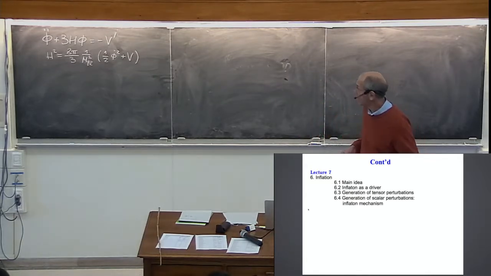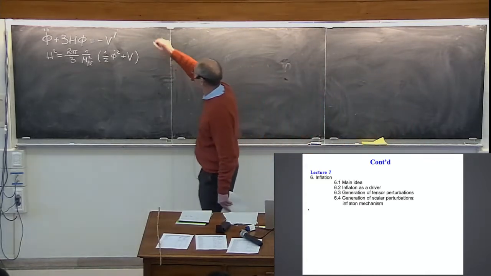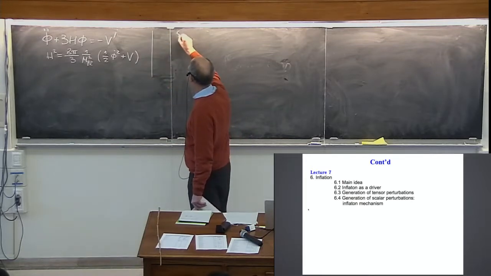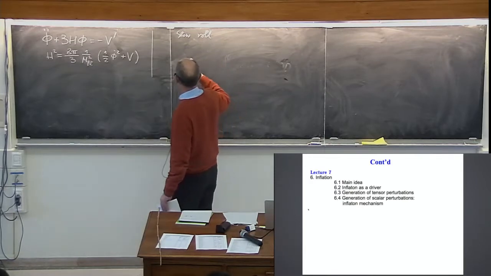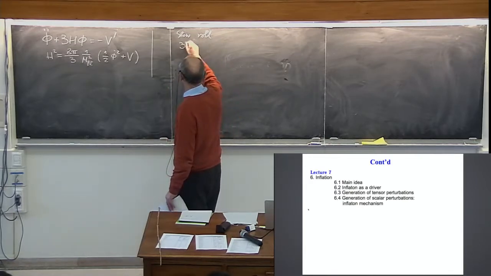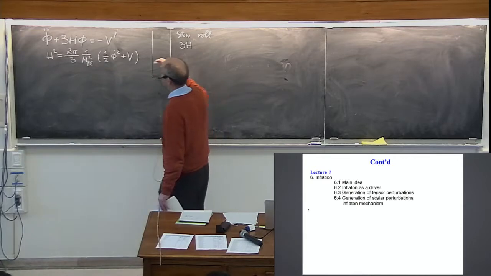Then in this regime, in the slow roll, you get a very simple set of equations, which I write down here, and I also have on transparency. This is phi dot.